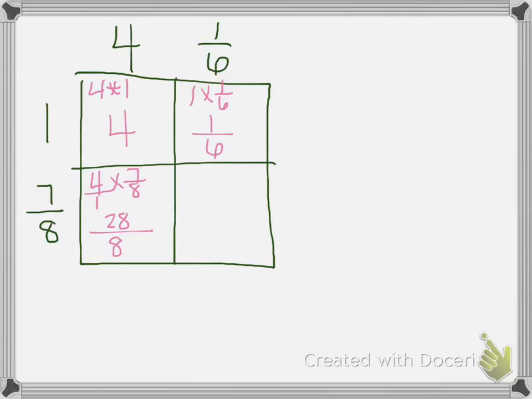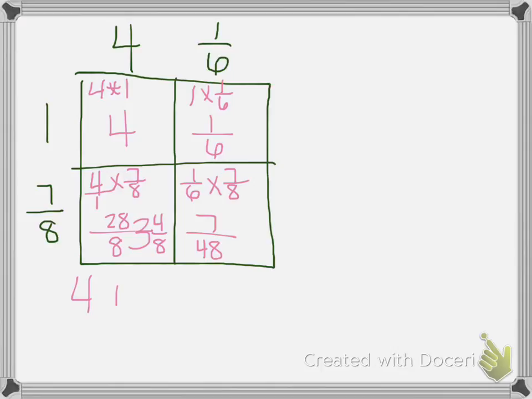And in this last box, we do 1/6 times 7/8. 1 times 7 is 7. 6 times 8 is 48. So now we have to add them all together. We have 4 plus 1/6 plus 28/8 plus 7/48. So before I do that, I'm going to change 28/8 into a mixed number. 8 goes into 28 3 times with 4 left over, so 3 4/8.